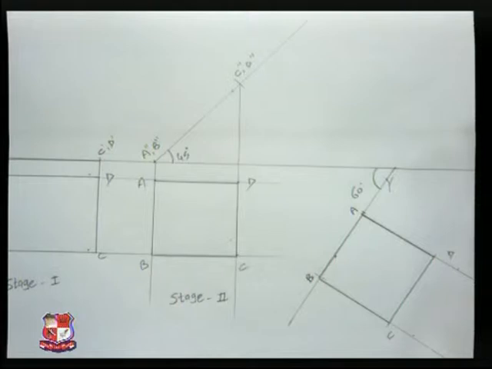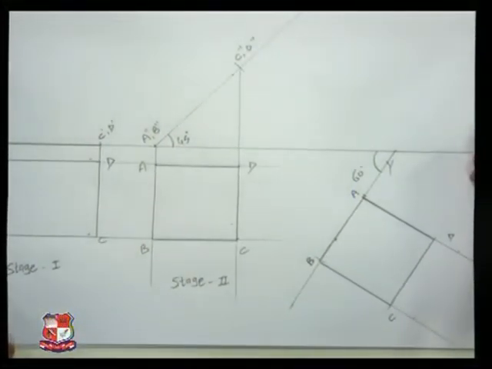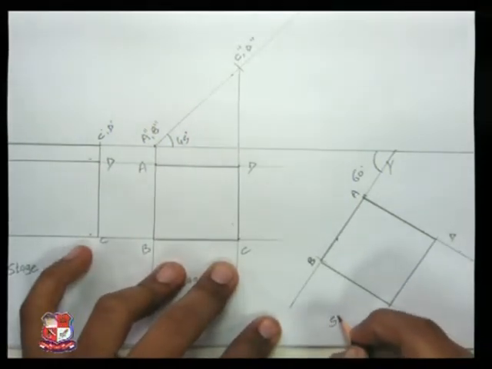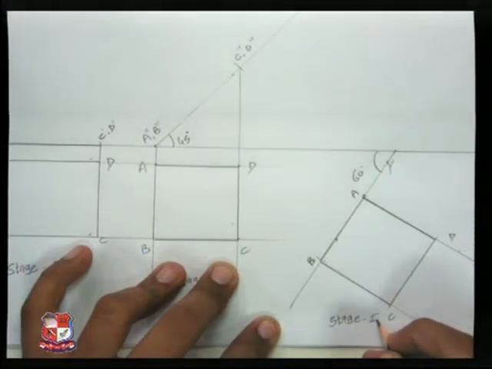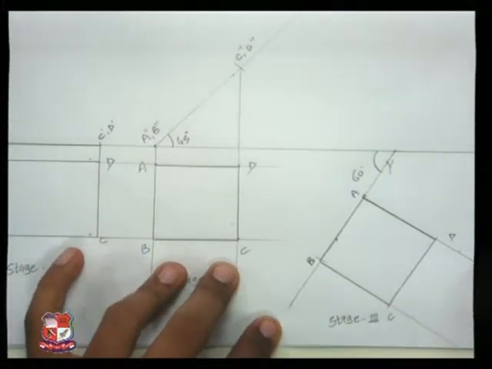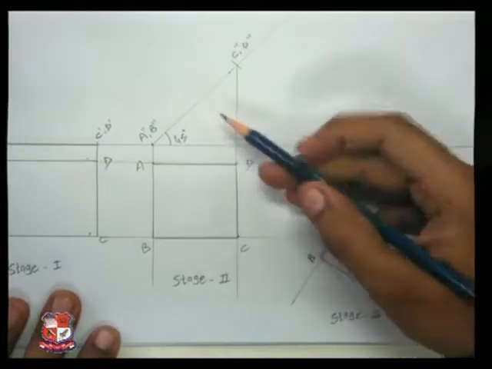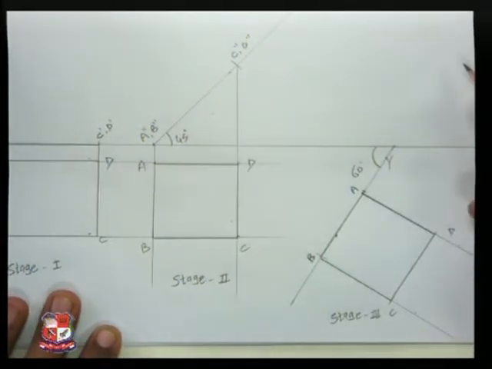Join the points. So the lower portion of our stage 3 is complete. Now we need to combine the HP angle and VP angle together so that we can get the final product out of it.